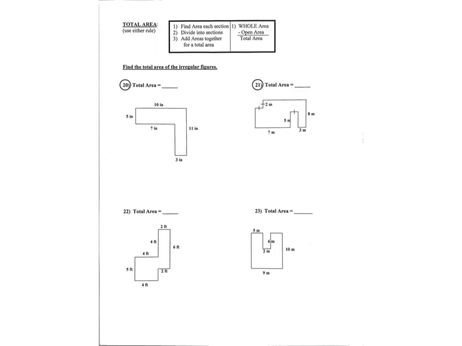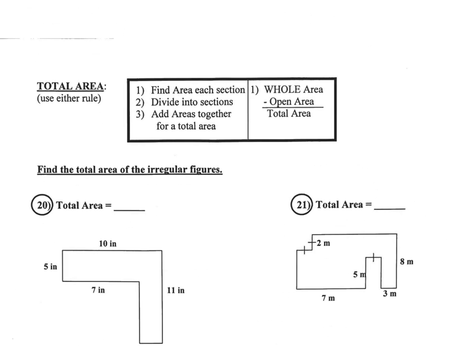On the next page, we're going to discuss total area. Total area is a unique figure that maybe you could divide it into figures you already know. And we're working with squares and rectangles, so they're the two things we want to divide it into. So either you are going to find the area of each section by dividing it into sections and then adding those areas together to get a full area. Or you're going to take the whole area minus the open spaces to get what's left. And we're going to do it both ways.